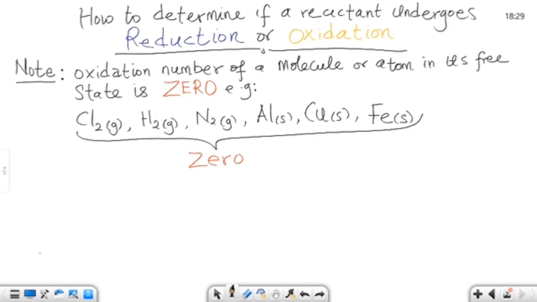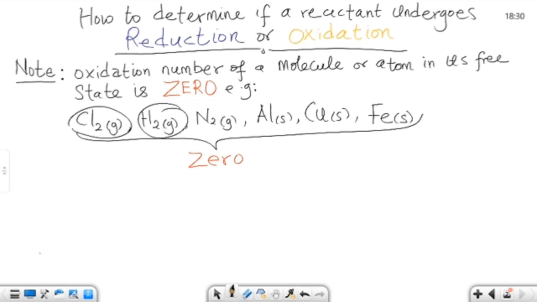So let's see how to determine if a reactant is undergoing reduction or oxidation in a balanced chemical equation. Note, the oxidation number of a molecule or atom in its free state is 0. And how do you identify these atoms or molecules in the free state in the chemical equation? Simply by noting how free they are. If you look at a chemical equation and you see chlorine not bonded with any other atom or ion, it means that it's in its free state.